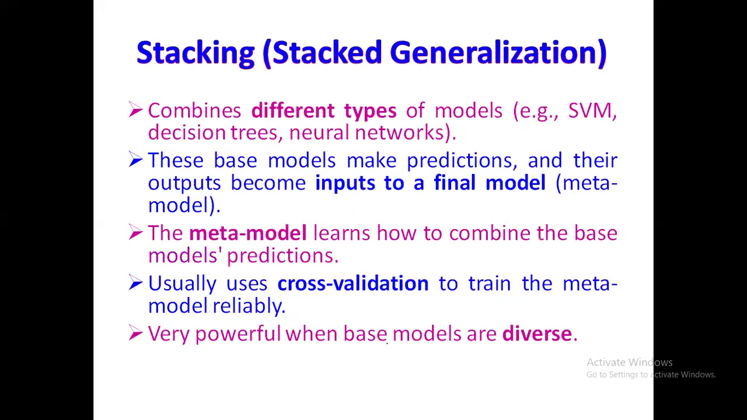The next algorithm is stacking. Stacking means stacked generalization. Stacking is a powerful ensemble method that combines predictions from different types of models such as SVM, decision trees, and neural networks. These models are referred to as base learners, and they are trained on the same data set. Their predictions are then used as inputs for a final model known as the meta learner or meta model.